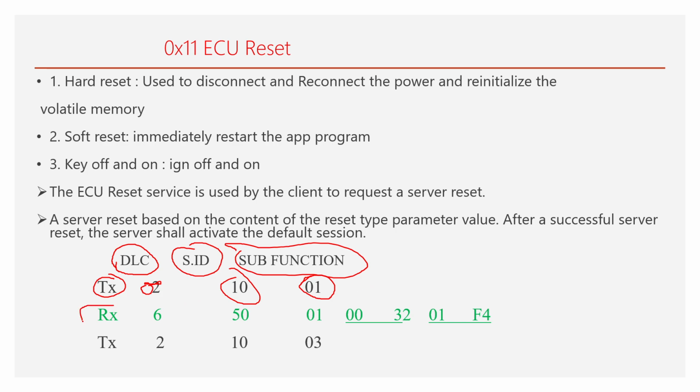Whatever message you receive from the ECU is the RX message. What is the RX message? Here it is 50. How do you get 50? Service ID plus 40. This is ISO certified, so we can't change this 40 value. So we use service ID plus 40, and that gives us 50.